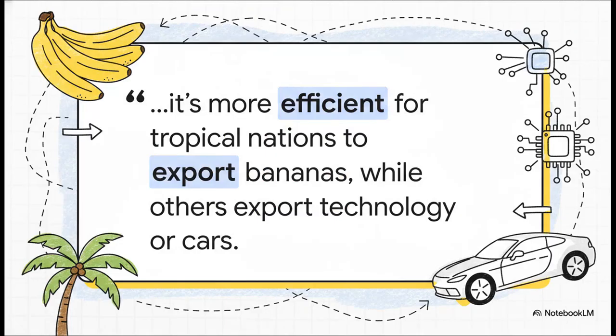And this is a perfect example. I mean, it just doesn't make a lot of sense for a country with cold winters to try and grow its own bananas, right? It's way more efficient for tropical nations to specialize in that and then export them. And in return, other nations can focus on building and exporting things like technology or cars.